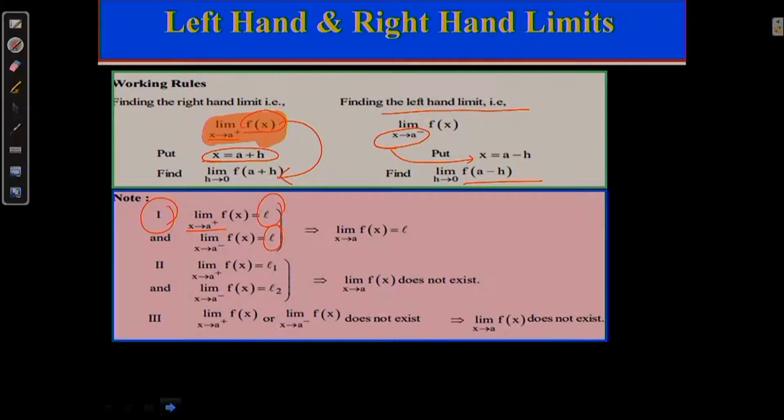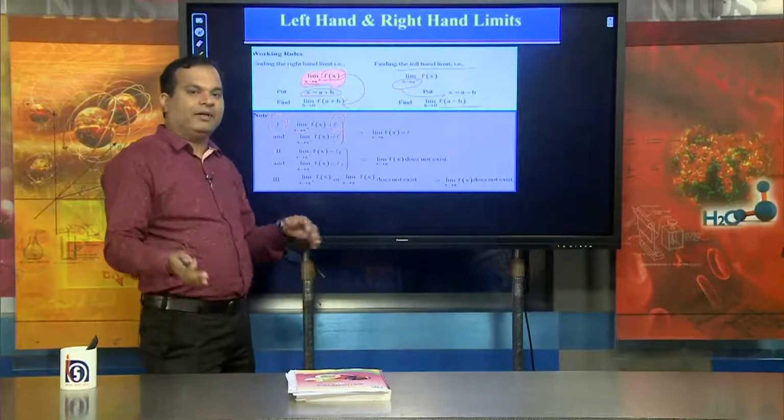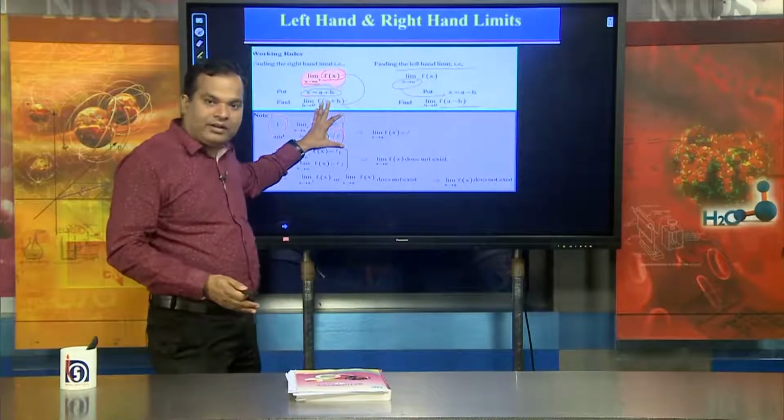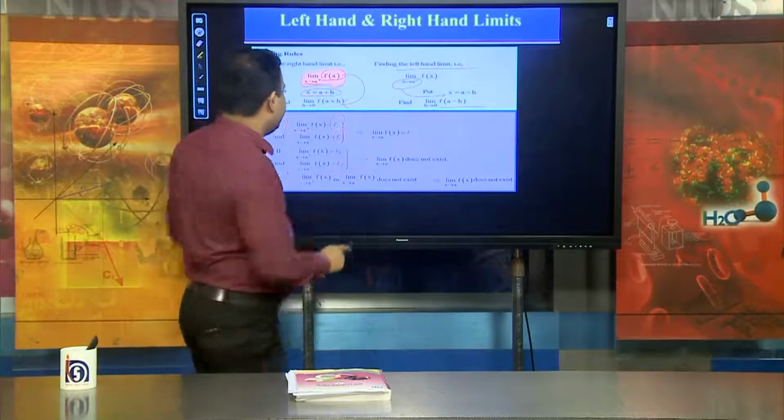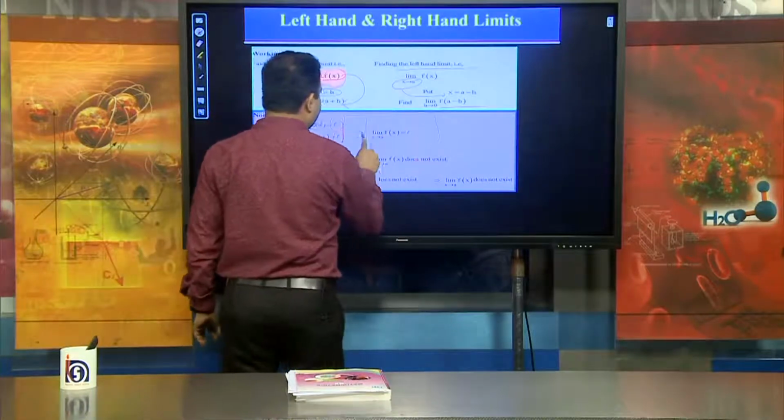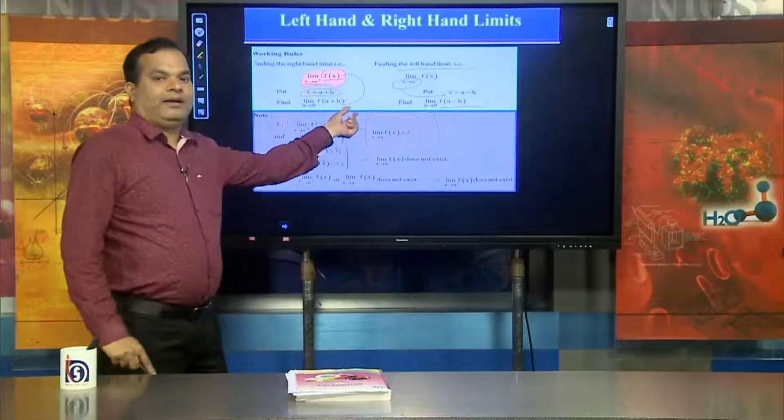Okay, now we can say the limiting value when the left hand limit is equal to right hand limit, the value remains, suppose L. That means the value of the left hand limit and the value of the right hand limit are the same, the same value. So at that time the limit exists. At that time I can simply write limit extends to a, simply a.